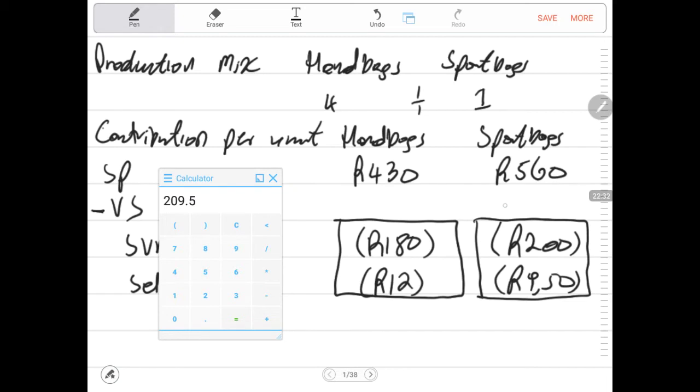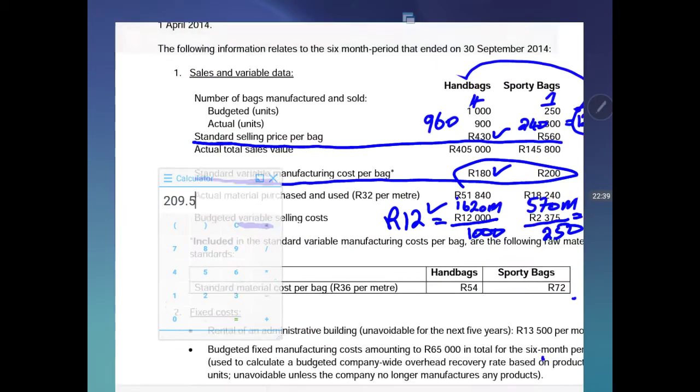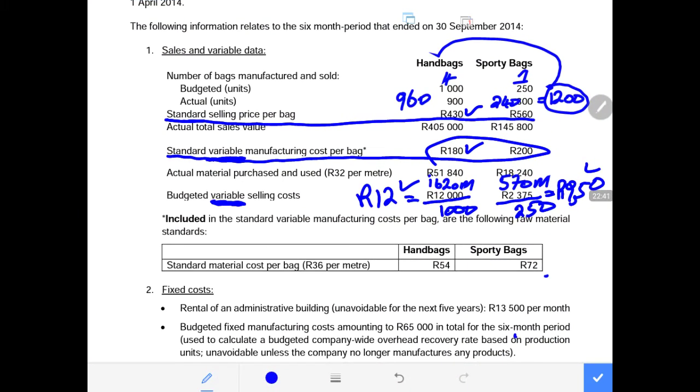We get 209 rand 50 cents. Let me check if there's no other variable cost that we need to take into account. There's no other one. It says further, let me read this last sentence. Included in the standard variable manufacturing cost. Remember, this is our standard variable manufacturing cost. So they say it's already included, the amount we're talking about. We don't need to include it or remove it because it is variable.